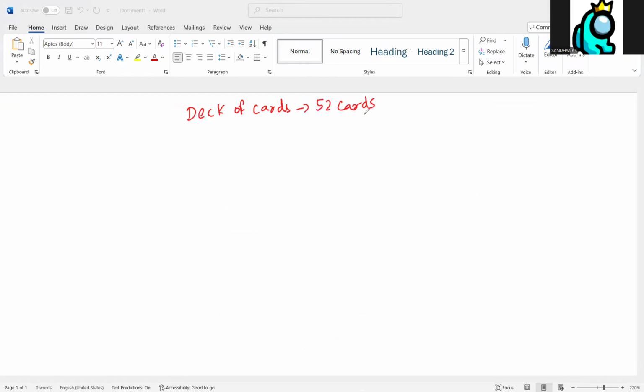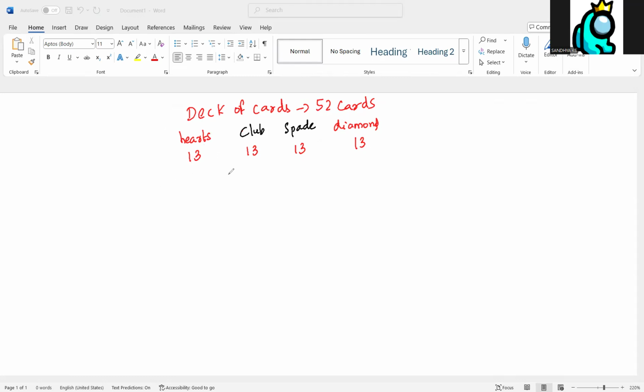Out of these 52 cards, we have each suit, for example, heart, there will be 13 hearts, clubs, there will be 13 clubs, spades, there will be 13 spades, and diamond, there will be 13 diamonds. And out of these, heart and diamond will be in red color, and club and spades will be in black color. Okay, so these are the 4 suits.